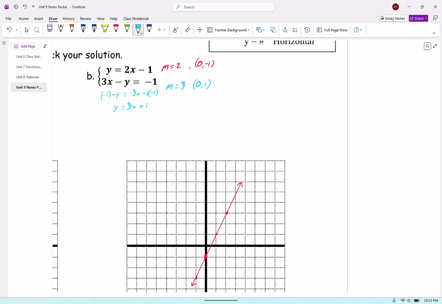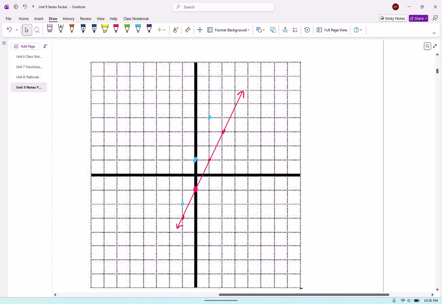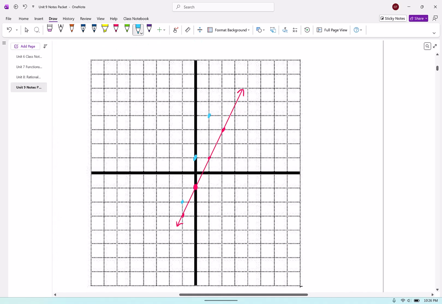I have (0, 1), which is here, and then the slope is 3, so 1, 2, 3 up over 1. I can go negative for each of them; negative divided by negative is a positive, so it's the same slope. If I extended that, it would actually go through that line.